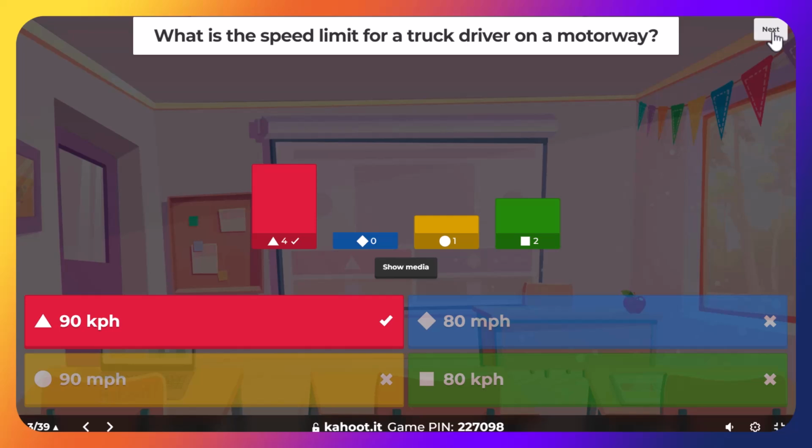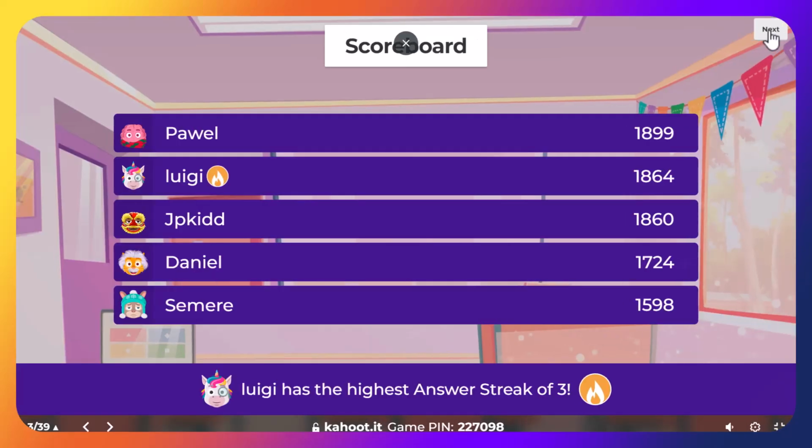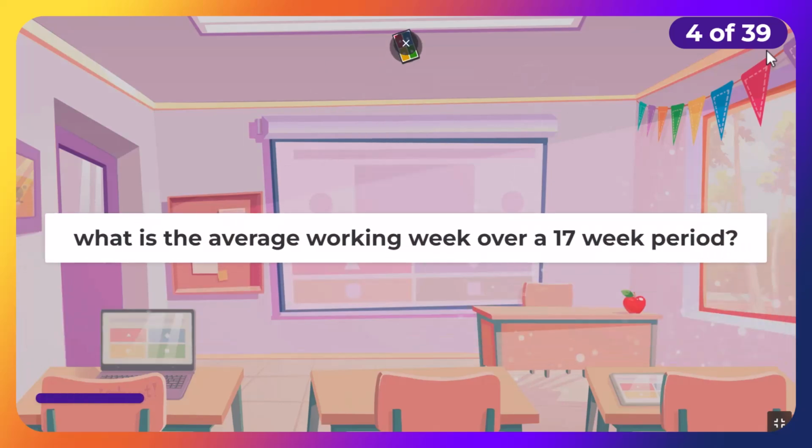What is the speed limit for a truck driver on a motorway? Oh, it's 90, sorry. Yeah, 90 kilometers an hour. Now, you're not going to get a trick question. I'm trying to trip you up with miles per hour and kilometers per hour, to make it a bit more fun and to jam it in your brain. But when you actually do the exam, they're not going to do that to you. It'd probably be like 80, 60, and 120. The answer would be obvious to you. But why should I make your life easy?